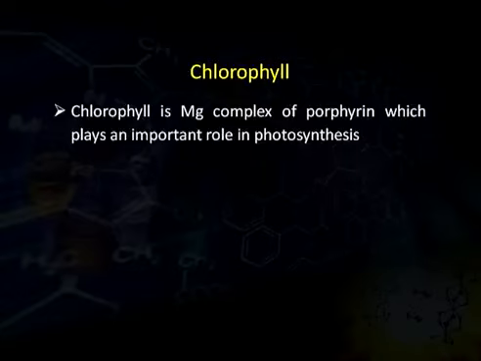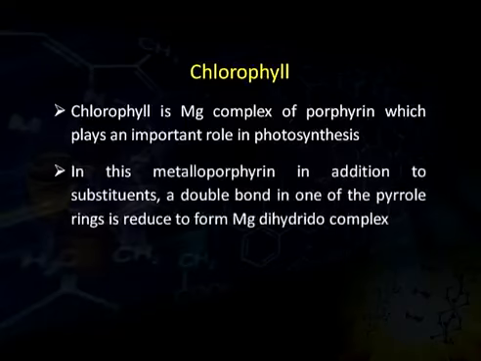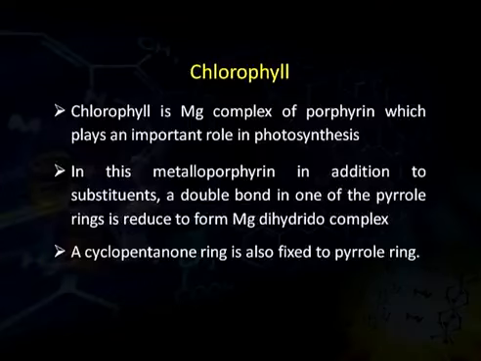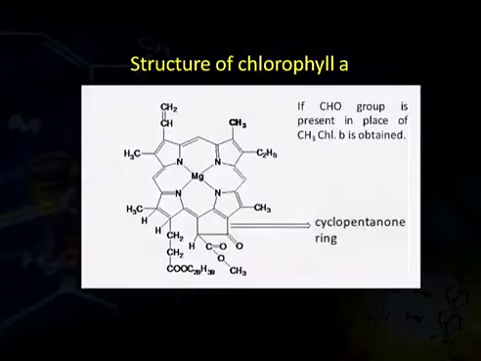Chlorophyll is the magnesium complex of porphyrin which plays an important role in photosynthesis. In this metalloporphyrin, in addition to substituents, a double bond in one of the pyrrole rings is reduced to form a magnesium dihydro complex and a cyclopentanone ring is also fixed to the pyrrole ring. So, if we look at the structure of chlorophyll A, this is chlorophyll A. We have two types of chlorophylls, chlorophyll A and B.